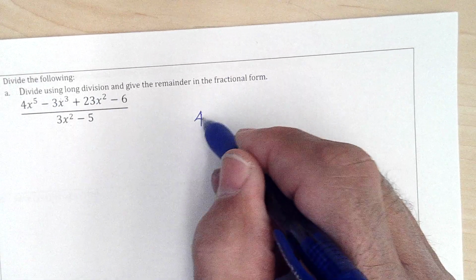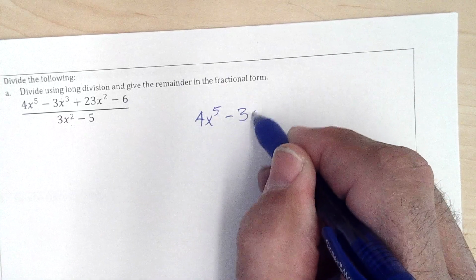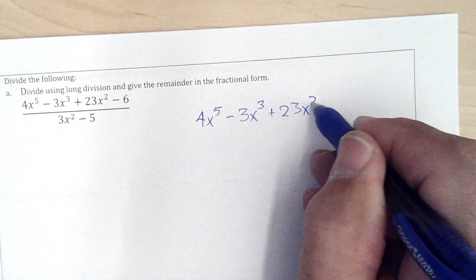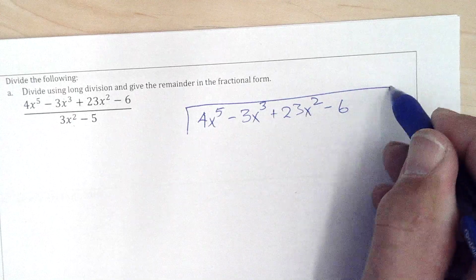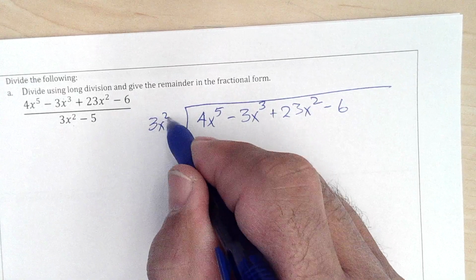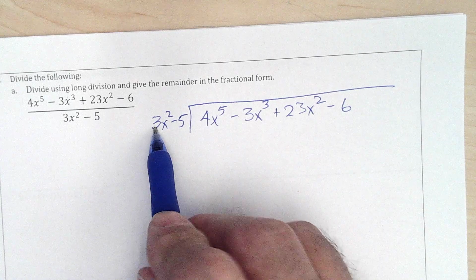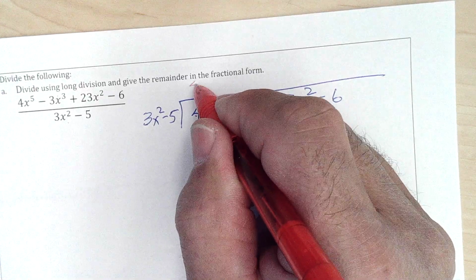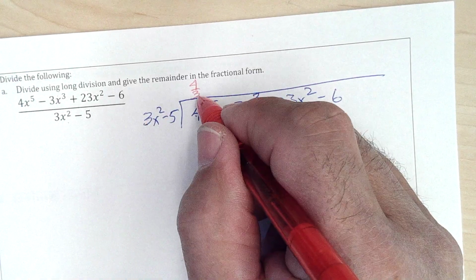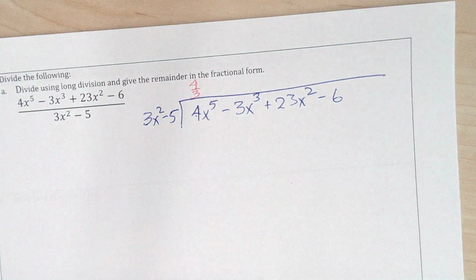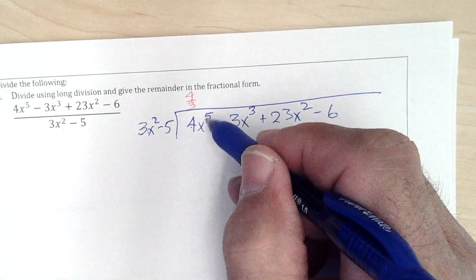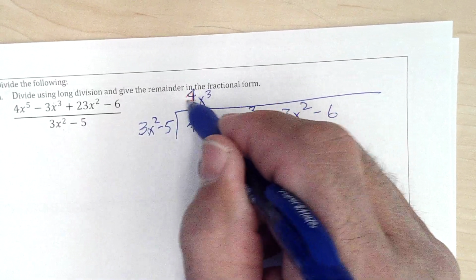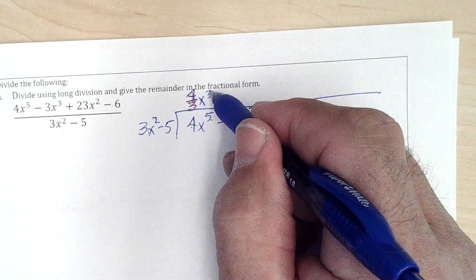So I got 4x to the 5th minus 3x cubed plus 23x squared minus 6, divided by 3x squared minus 5. 3 times what makes 4? 3 times 4/3. When I multiply by 3, the 3's cancel and I get 4. And x squared times x to the 3rd makes x to the 5th. So it's 4/3 x to the 3rd.